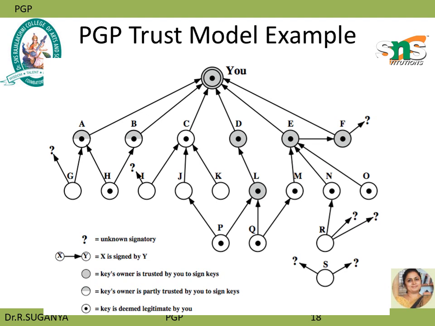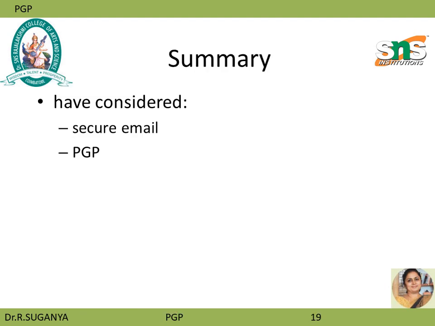Here we have a trust model example. We have the nodes, labelled from A to E, F, G, H to Q, R, S. X being signed by Y is denoted for each and every node. The shaded part of the circle indicates a key owner who is trusted to sign keys, and the second indicates a partially trusted signer of keys, and we have deemed the keys legitimate.